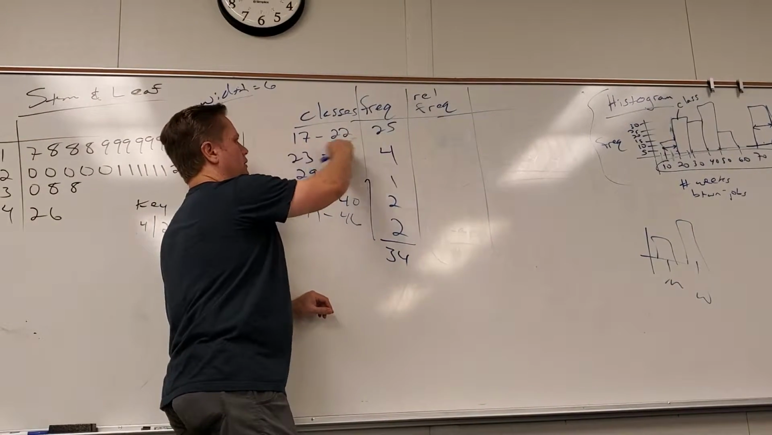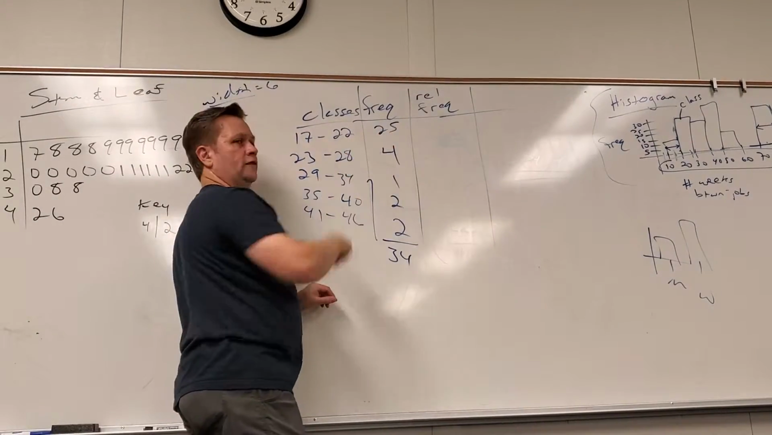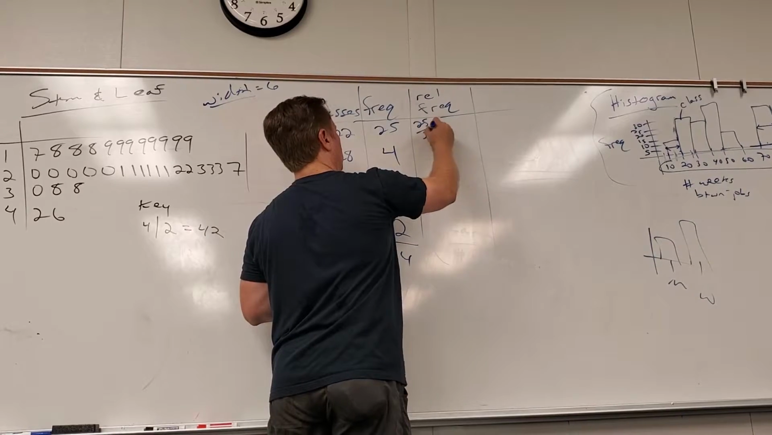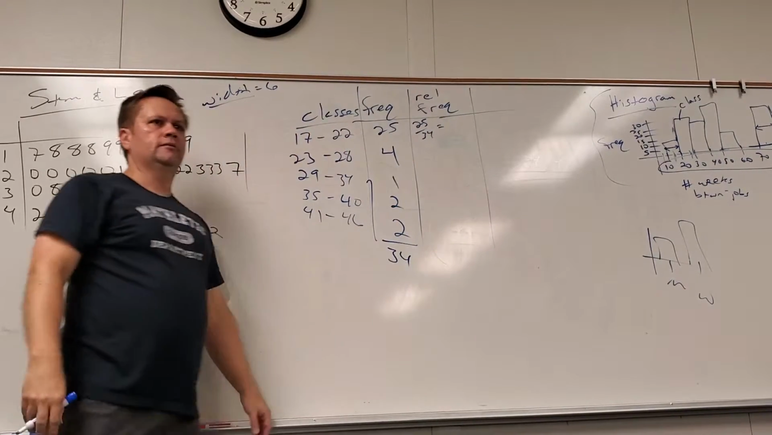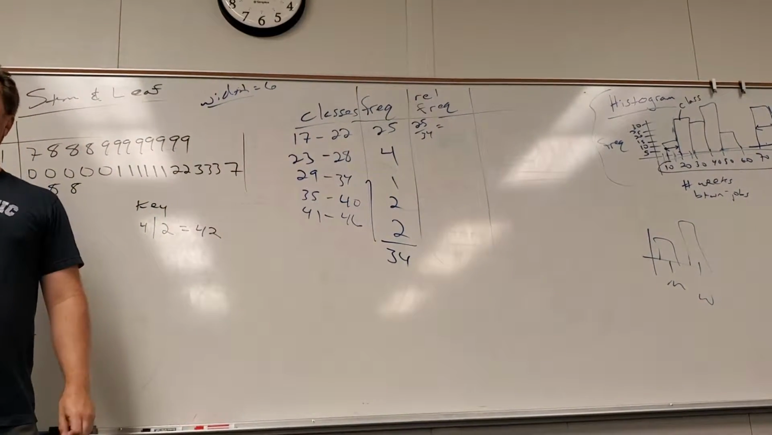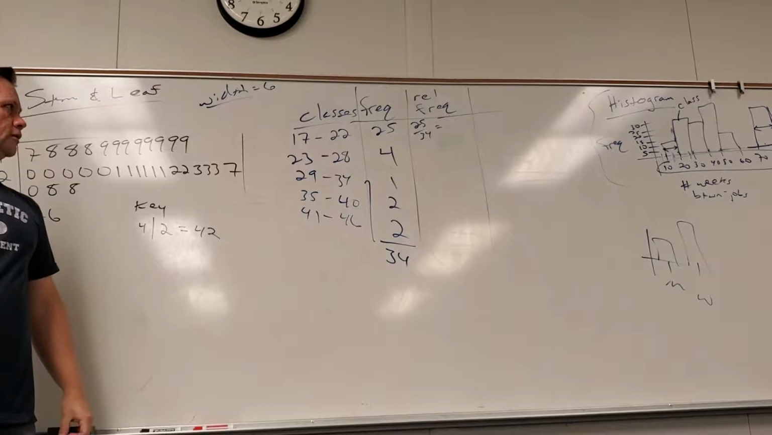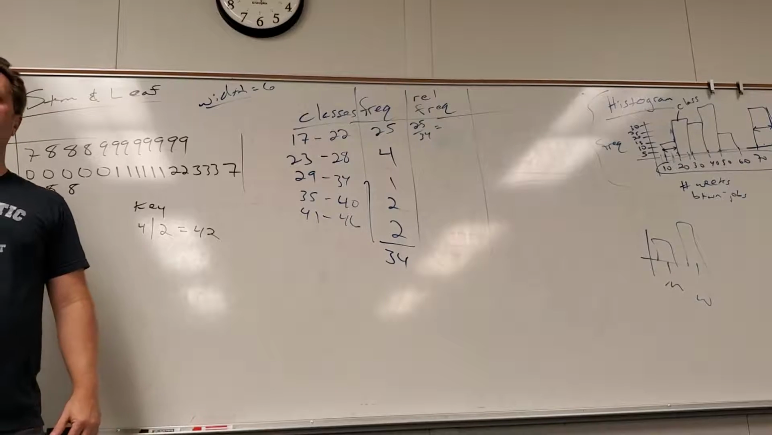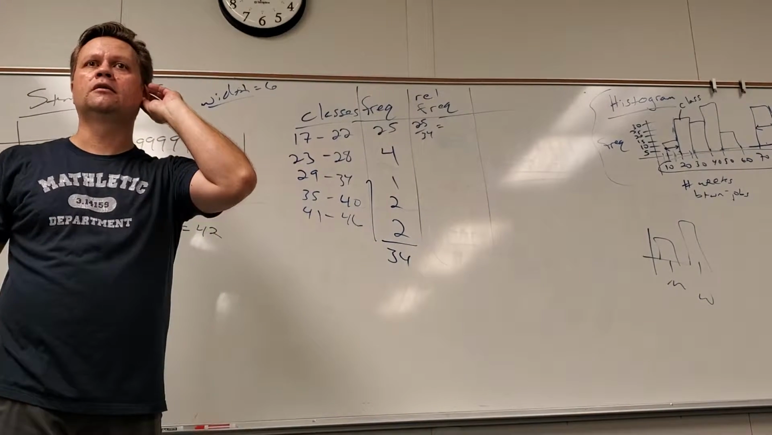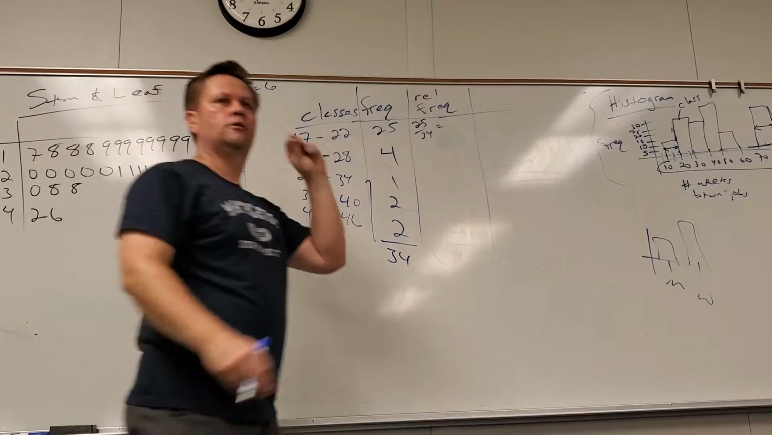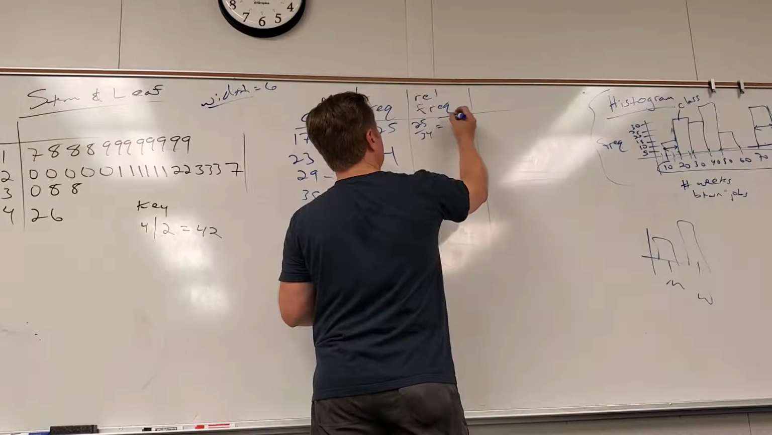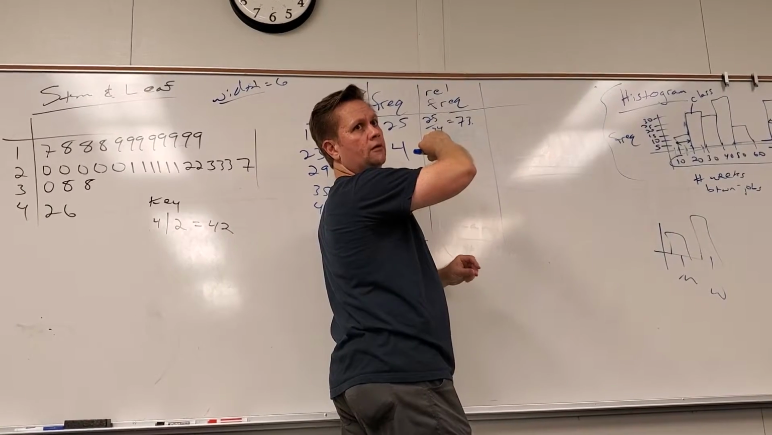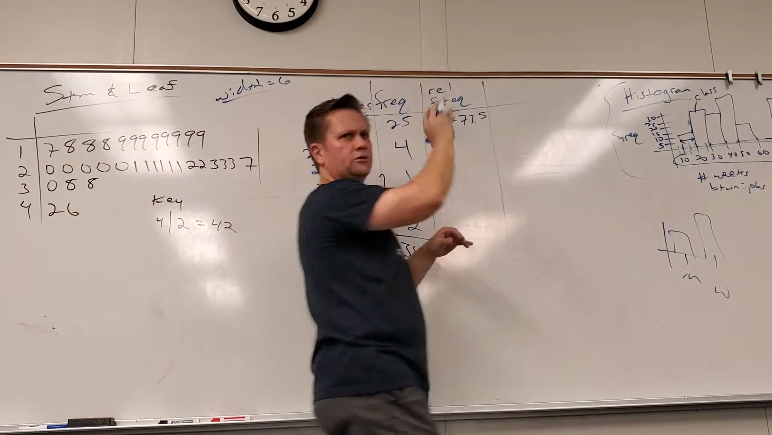How many students are in this class? 25. Out of how many people? 34. That is a percentage. 25 out of 34 is, I don't know, 60.6. No? What is it? 0.73? Yikes. Well, we're going to do this by hand. So we're going to say 73.5, you said? Because the next number's a 2, right?